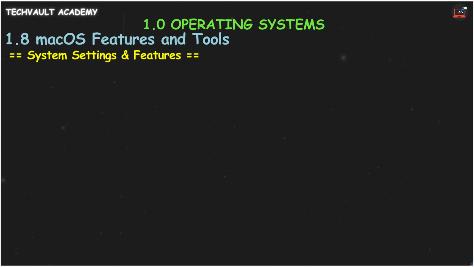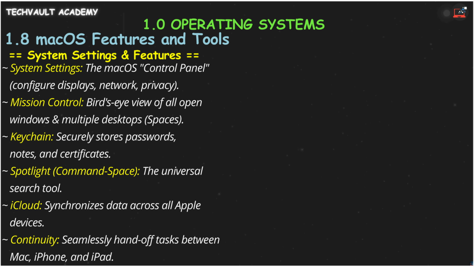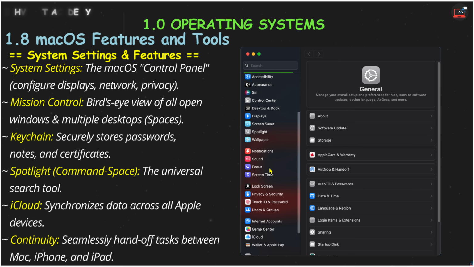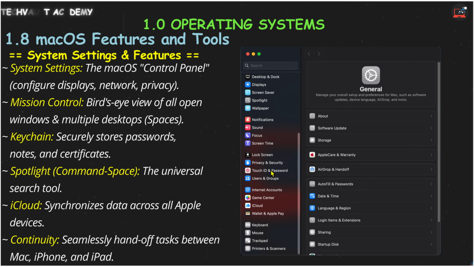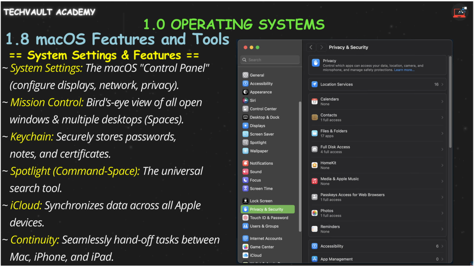Now let's dive into System Settings, the macOS equivalent of the Control Panel. Here you can configure displays, networks including IP, DNS, and DHCP, and printers. The privacy section is critical. It's the OS's bouncer, forcing applications to ask for your permission before they can access your location, microphone, or camera.